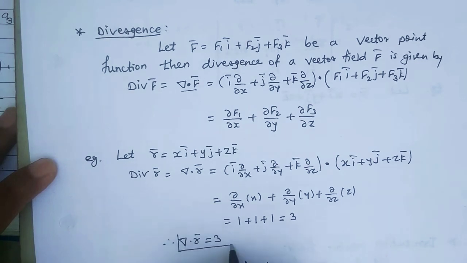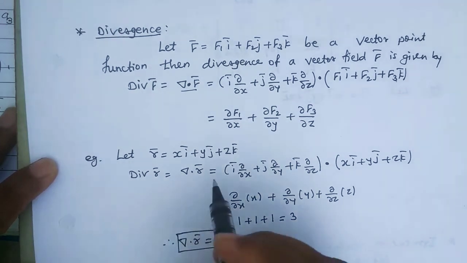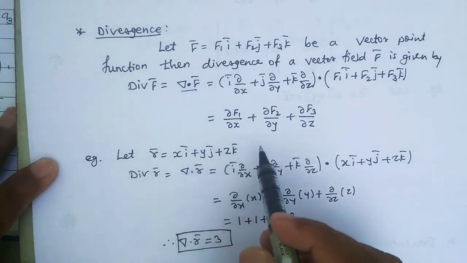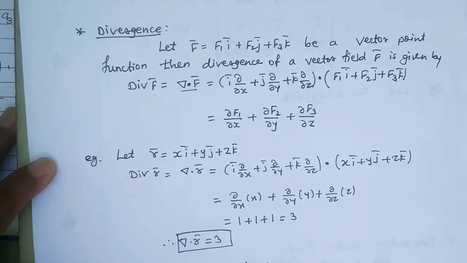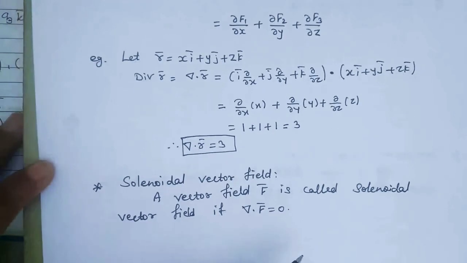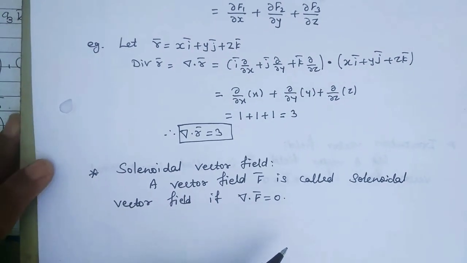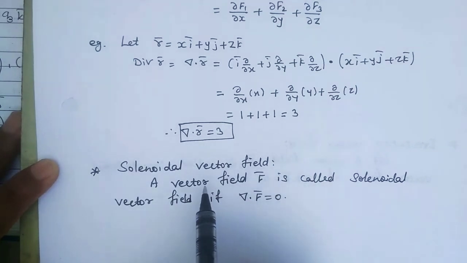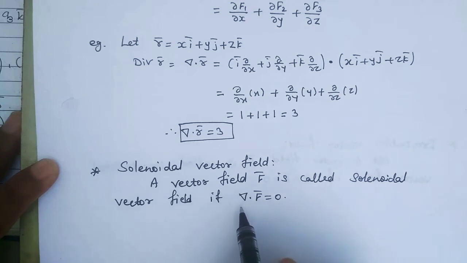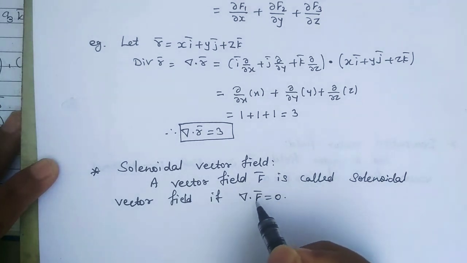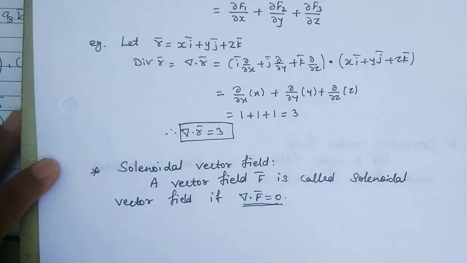This is a very important result: R bar is the vector field x i bar plus y j bar plus z k bar, and the divergence of this R bar, that is del dot R bar, has the value 3. Now the next concept, the solenoidal vector field. A vector field f bar is called a solenoidal vector field if del dot f bar is equal to 0. That means when we get the value of del dot f bar as 0, then we can say that the vector field f bar is a solenoidal vector field.